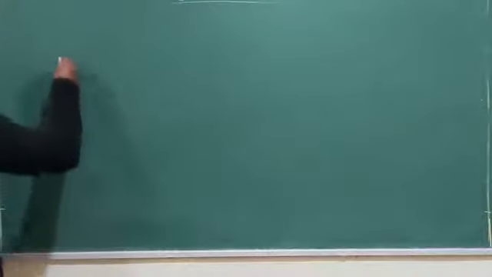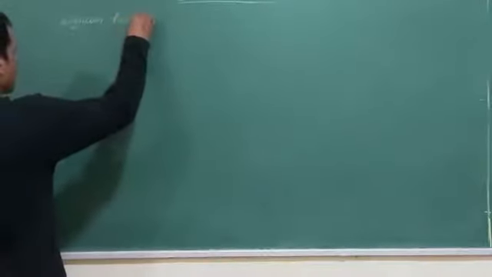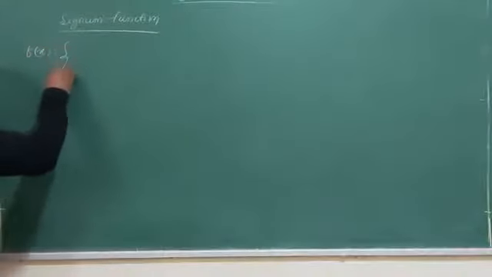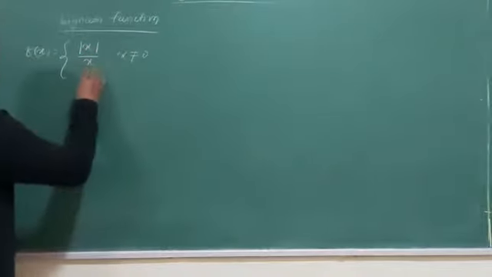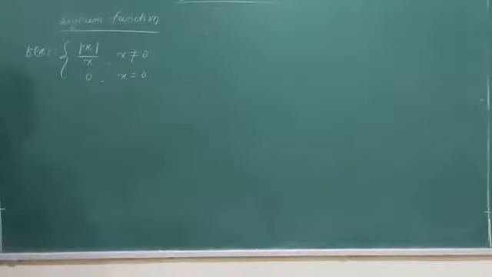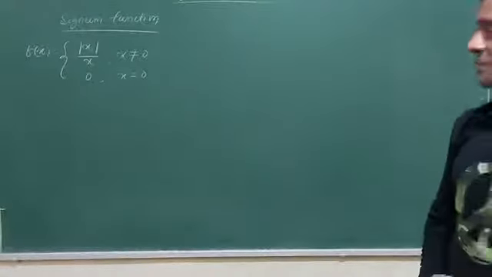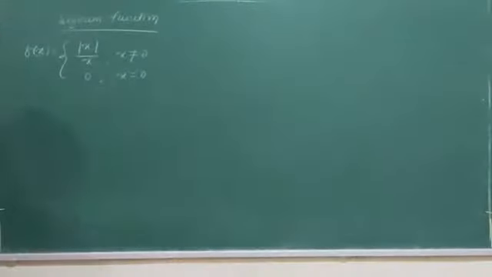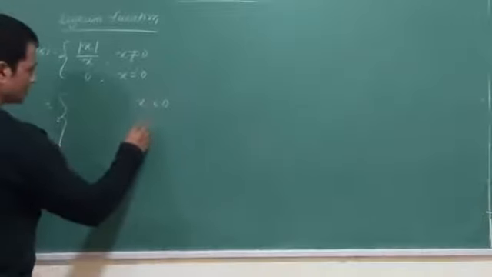Then comes the signum function. This is a mixture of two functions. This is a combination of two functions. What is that? f(x) is equal to mod x by x, x is not equal to 0, and 0 when x is equal to 0. That means not equal to 0 can give you two values there. Less than 0, greater than 0.